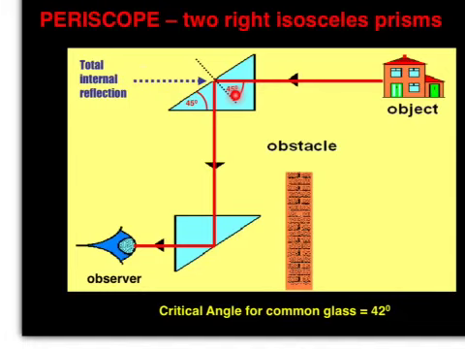So the light ray gets totally internally reflected back. Nothing goes out. And it goes into this prism, and the process is repeated as it did here, and goes straight out into the observer's eye.